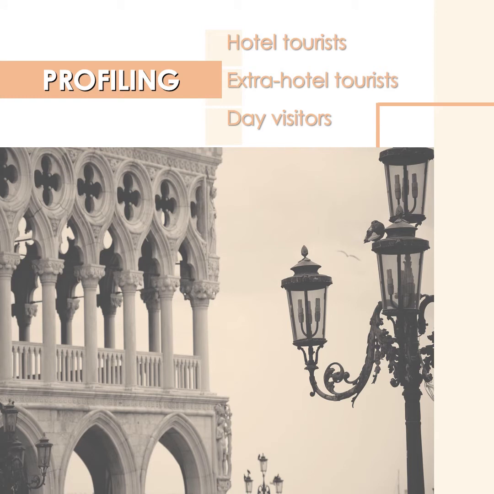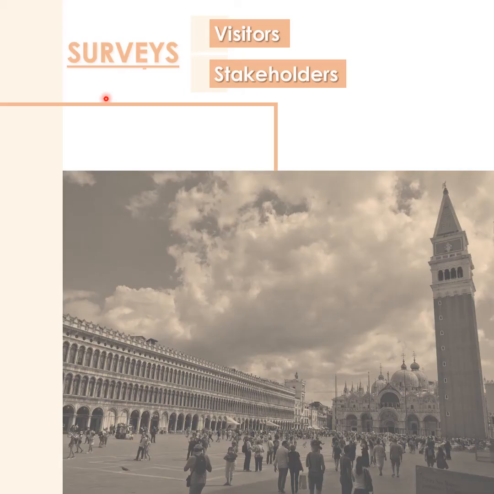Necessary at a preliminary level is profiling, here required for three profiles: hotel tourists, ex-hotel tourists, and day visitors. A second key element is the administration of visitor and stakeholder surveys. From these, it is necessary to be able to trace profiled responses. Administration to at least one category is sufficient, although both are recommended for the sake of qualitative results.